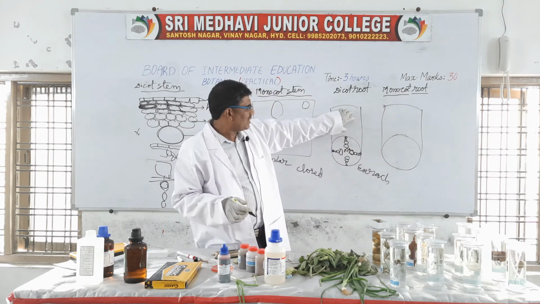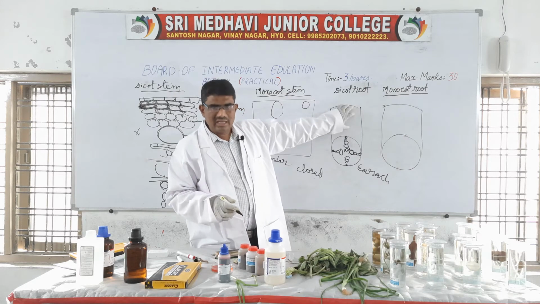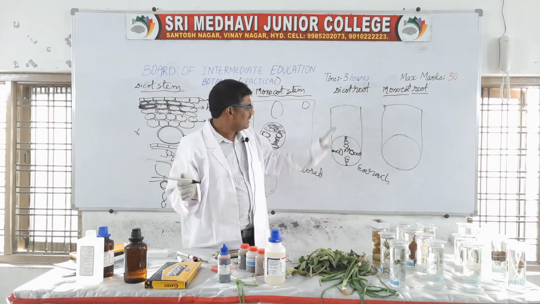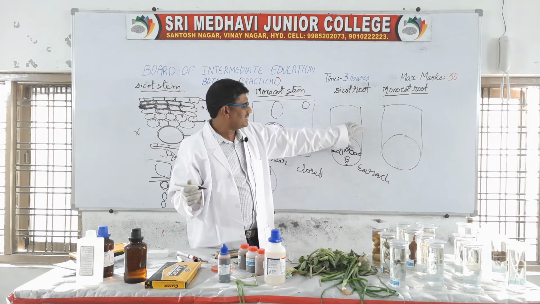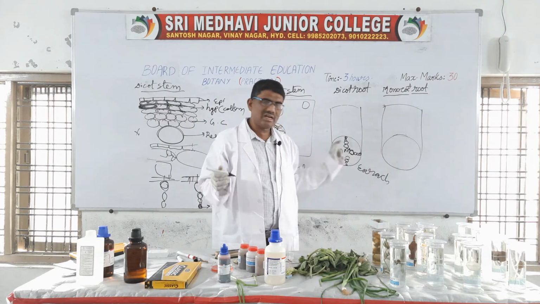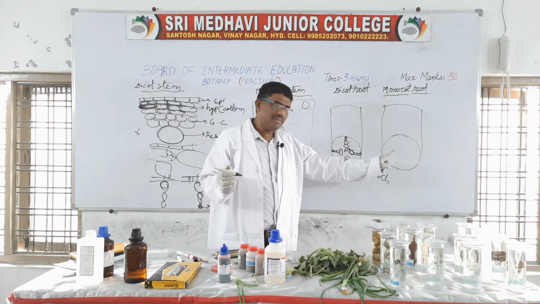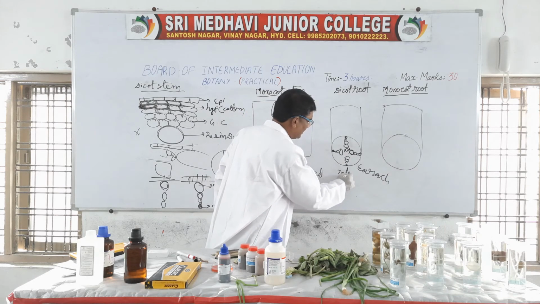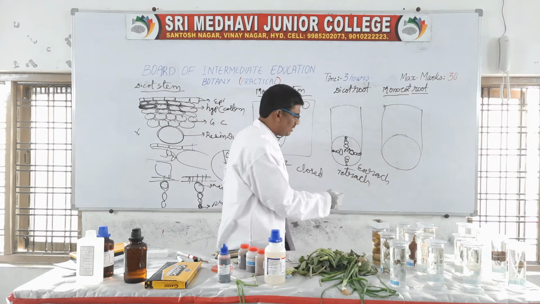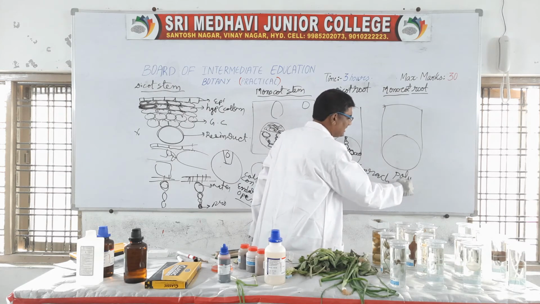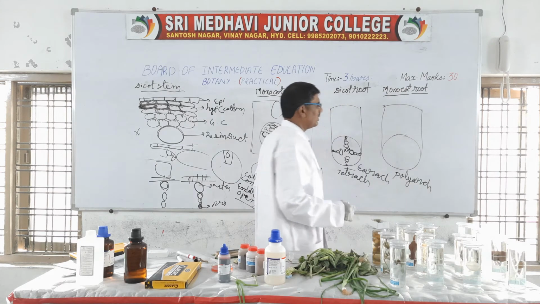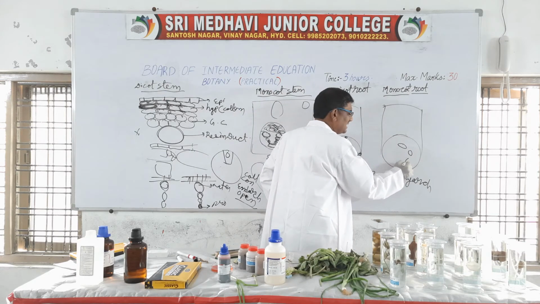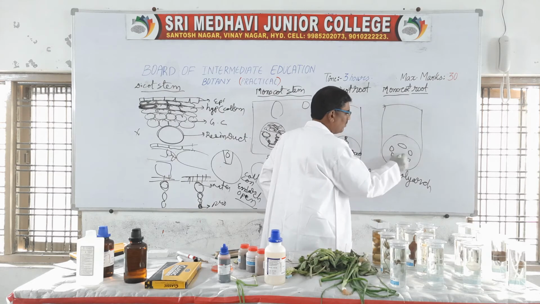But the cortex is very large in a root and very small in a stem. In the root, first the epidermis, then the large cortex, then the stele. The stele consists of the vascular bundles. Both diagrams look the same, but what is the differentiation? Tetrarch condition is seen in the dicot root, and polyarch condition is seen in the monocot root. Polyarch condition means the vascular strands are more than 6.